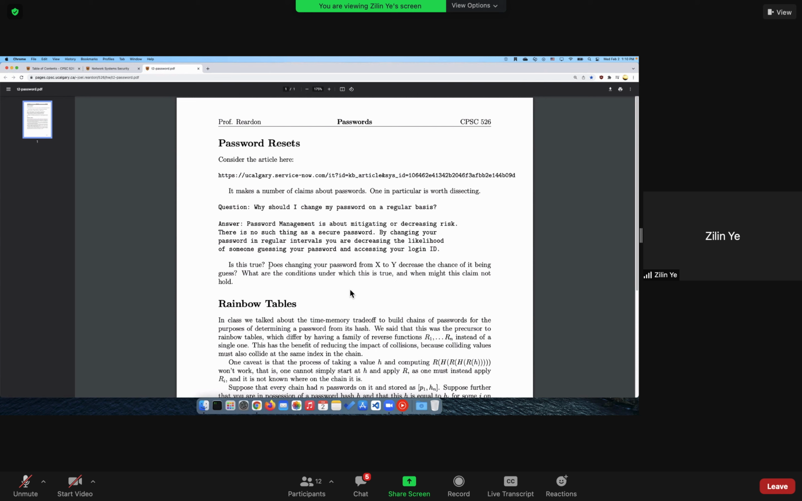Does changing your password from X to Y decrease the chance of it being guessed? Or what are the conditions under which this is true, and when might this claim not hold? Any ideas? You can feel free to unmute yourself or just type into the chat.